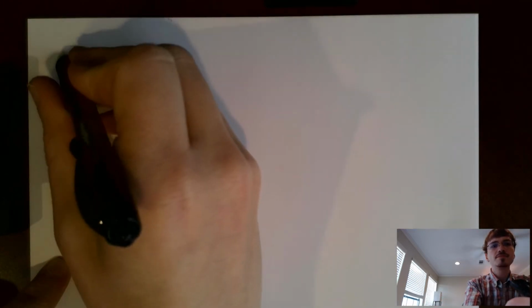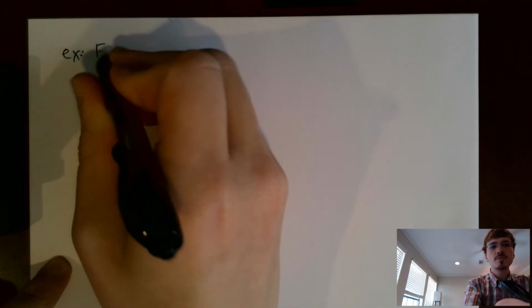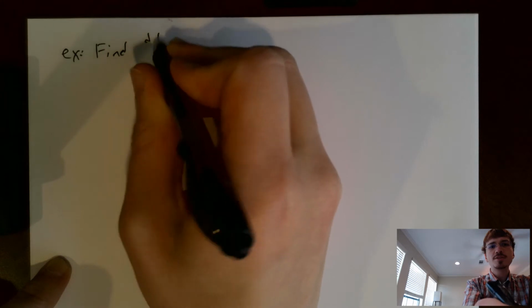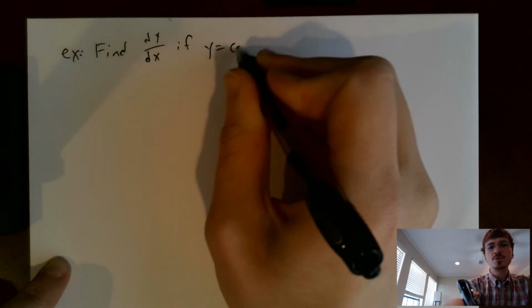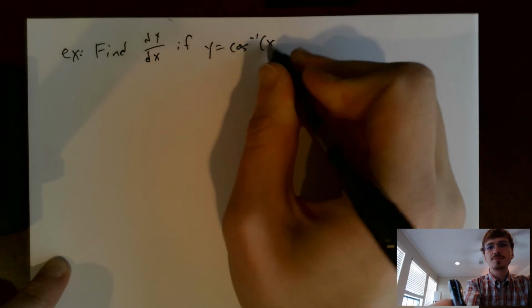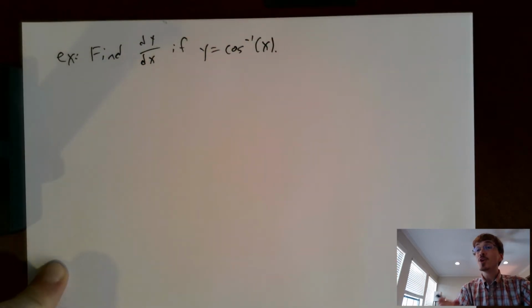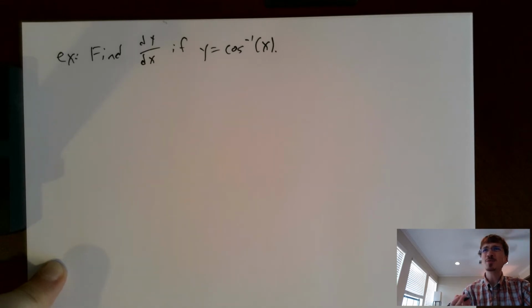Let's do another one. Let's find dy dx if y is equal to the inverse cosine of x. All right, so you know exactly what we're about to do, so go ahead and pause the video, try to work this yourself, and then check your work with me once you have an attempt, okay?